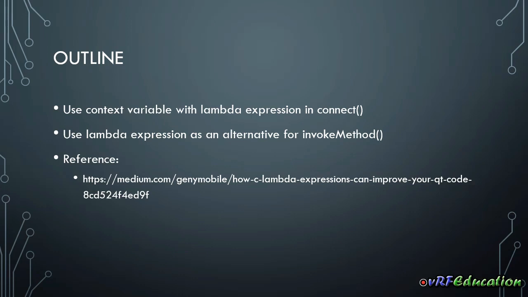In the previous session we talked about lambda expressions, the syntax, and how we can make use of this feature to improve our code and make it much cleaner and more readable. In this session we are going to talk about two different topics. First, we're going to see how to prevent some potential application crashes when we use a lambda expression in the connect method, using context variables. And after that, we're going to see how to use a lambda expression as an alternative for the invoke method of the QMetaObject class to call a method in a specific or scheduled way. Now let's go to Qt Creator and take a look at these topics using some simple examples.